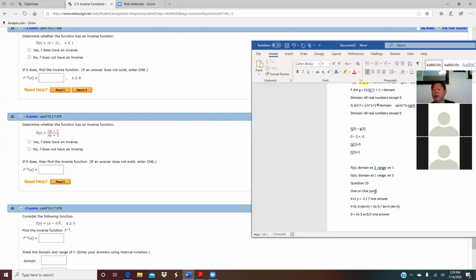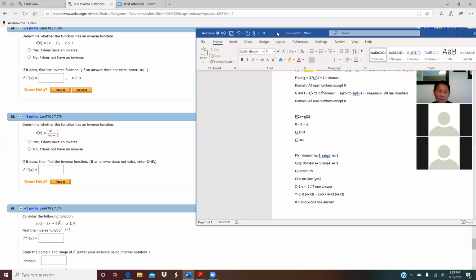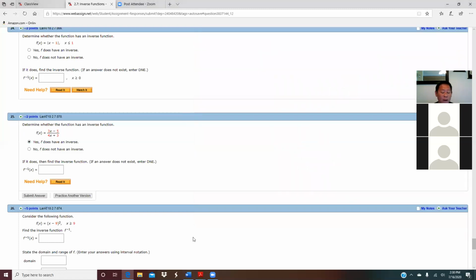If you want to figure it out without a graph, you plug in x, figure out y, get one answer, and then you plug in y and get one answer for x. It does not need to be exactly the same answer. We just need to have one answer. So this is a yes, this is one-to-one.